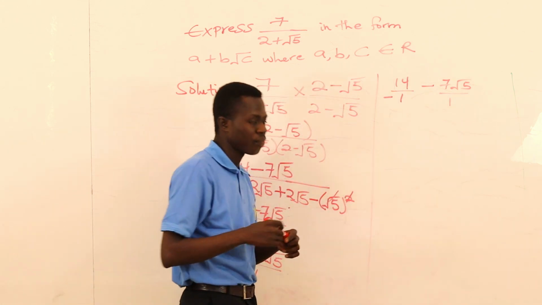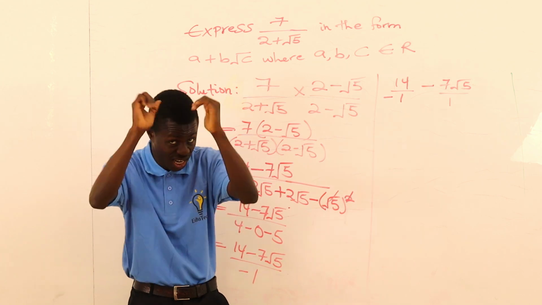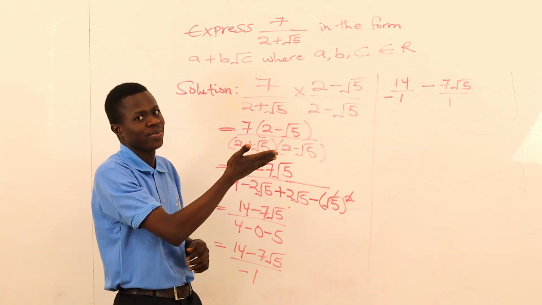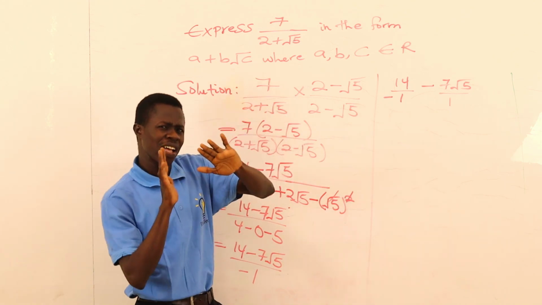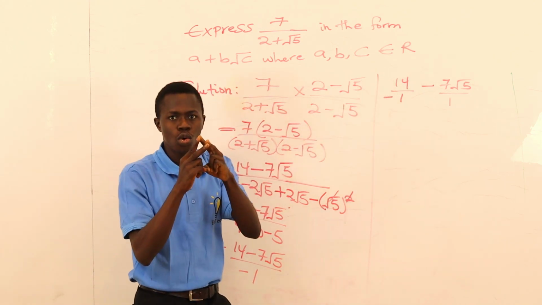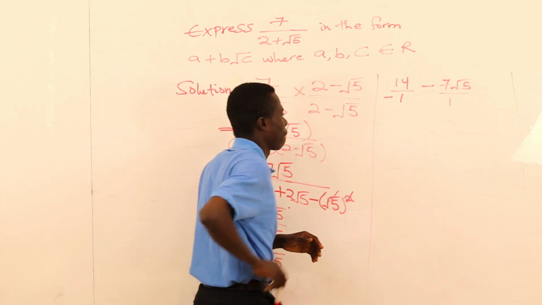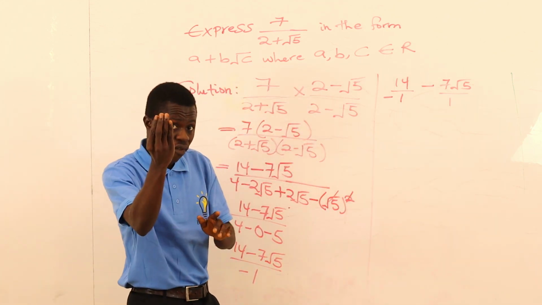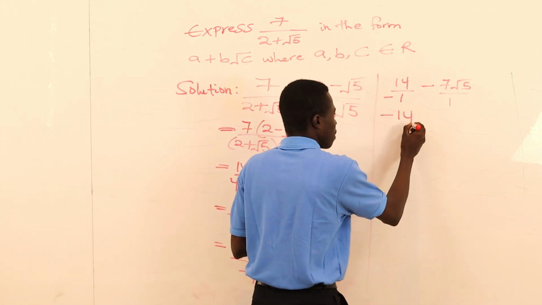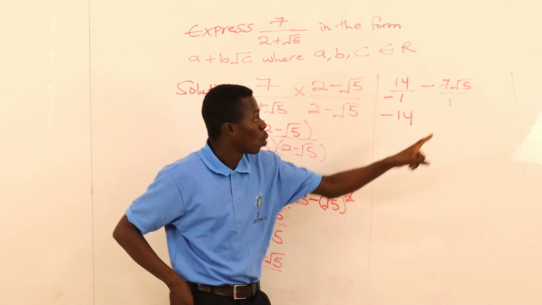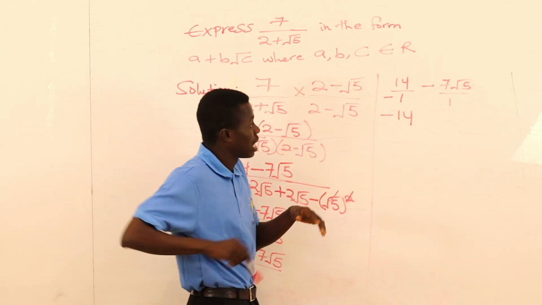Again, we continue, and then we are going to have 14 divided by -1 minus 7 square root of 5 divided by -1. So that is how we are able to separate them. So we know that the negative affects the 14, and that is why it becomes -14 divided by 1. And then we are going to have that answer to be -14.